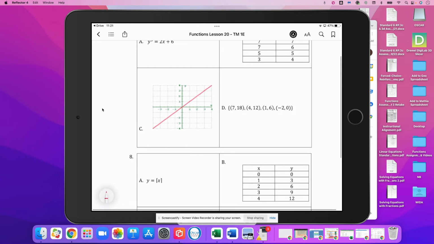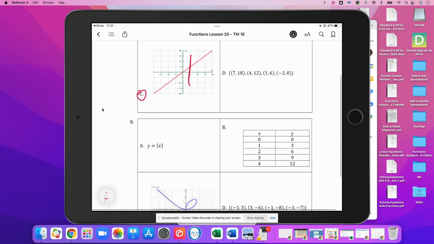Next, you can probably tell by now, this red line that is already on the graph, I could draw as many vertical lines as I want. I'm only going to hit in one spot. So, it passes the vertical line test. It is a function.